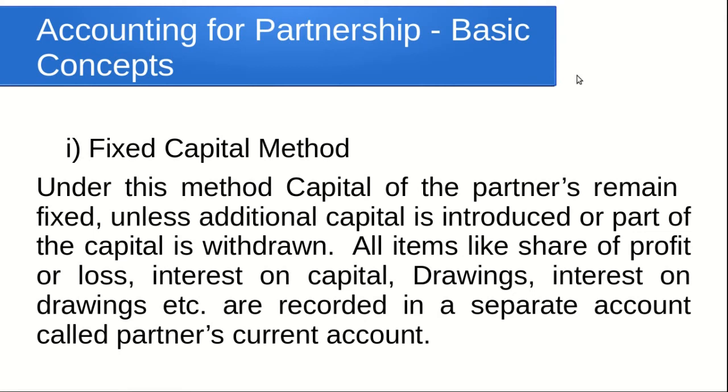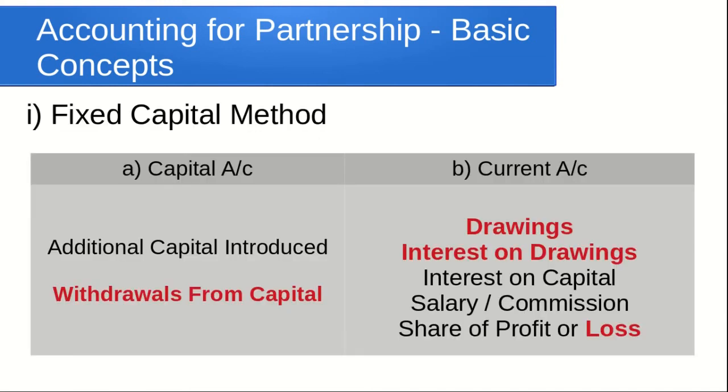Okay, now I will just read under this method. Capital accounts of partners remain fixed. It remains fixed unless additional capital is introduced or part of the capital is withdrawn. If these two things don't happen, the partner's capital account remains fixed. Then it says all other items like share of profit or loss, interest on capital, drawings, interest on drawings, etc. are recorded in a separate account called the partner's current account. So under this method, for every partner, you need two accounts, one is a capital account and another one is a current account.